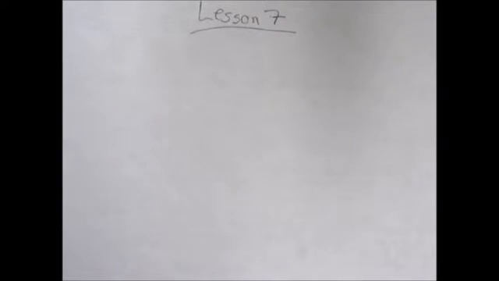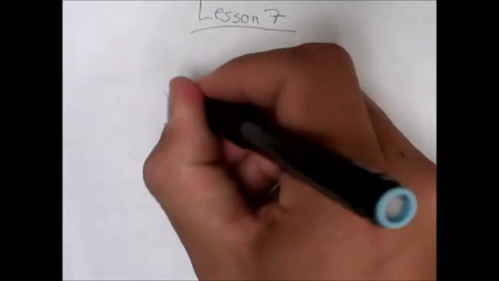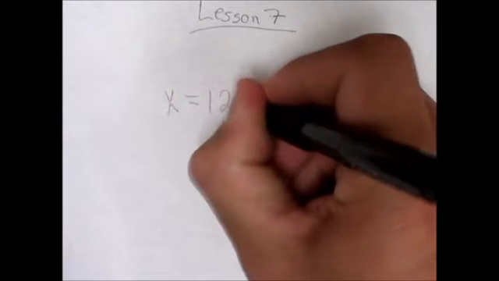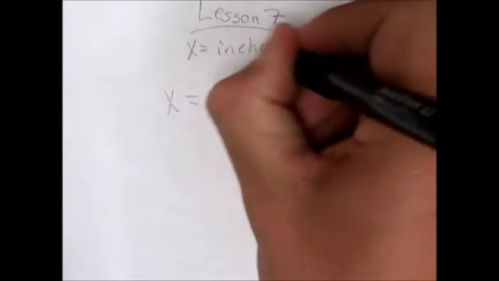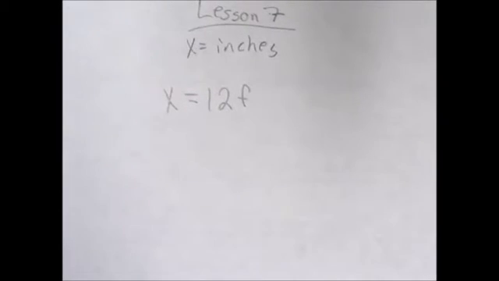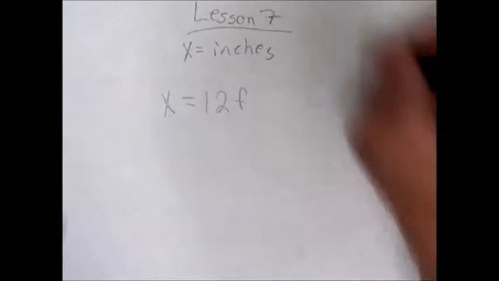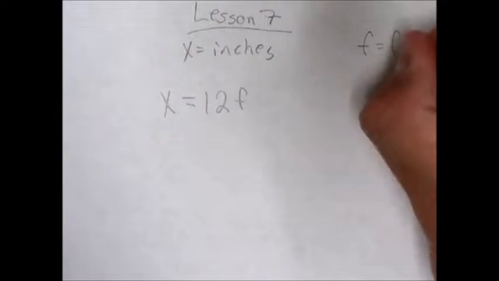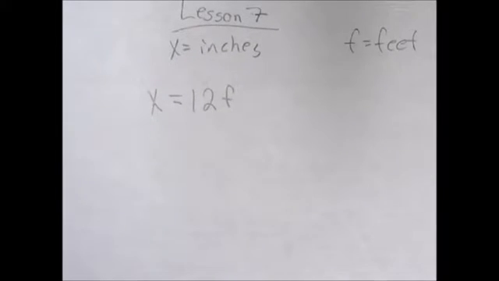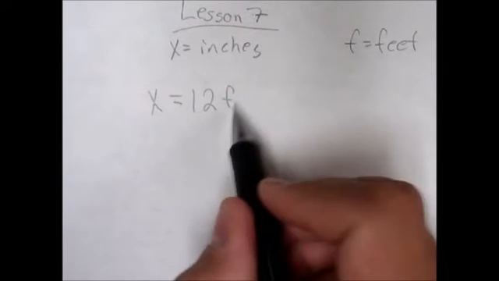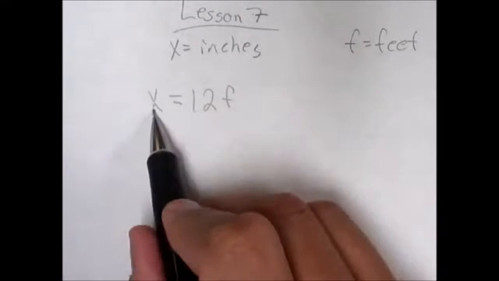This formula is going to be x equals 12f. X is going to be inches, F is going to be feet. So it's basically just a conversion. What it tells you is 12 multiplied by however many feet you have gives you your inches.